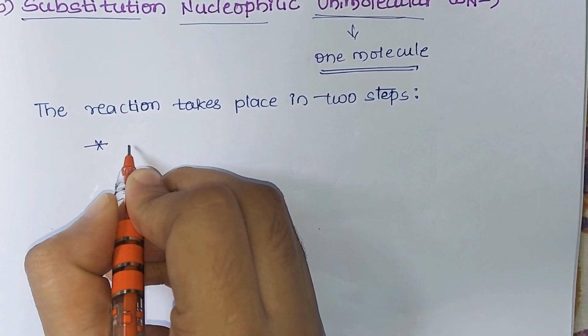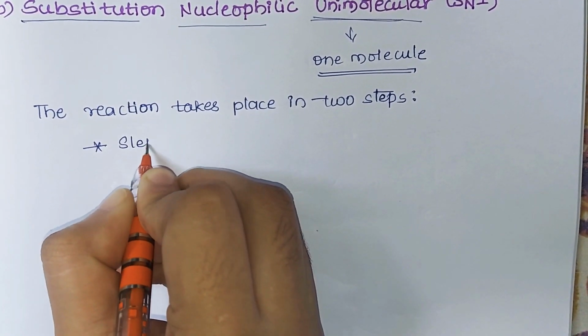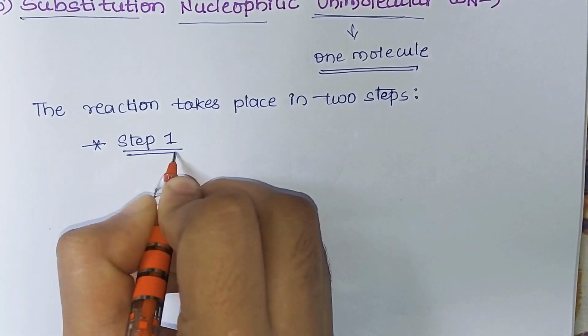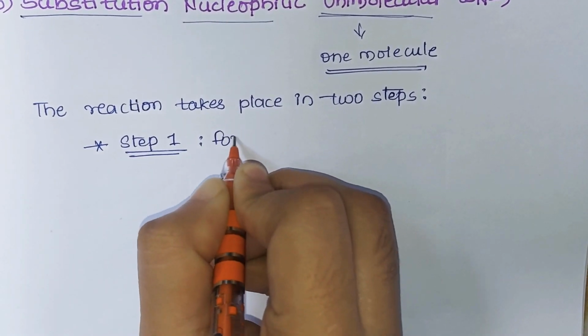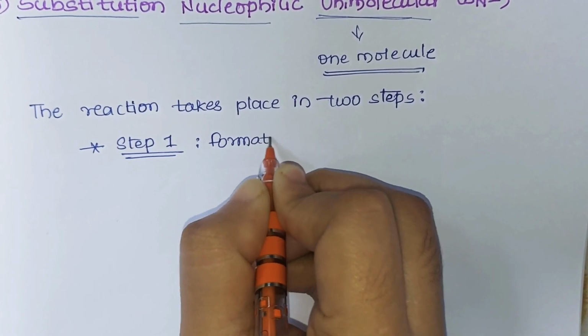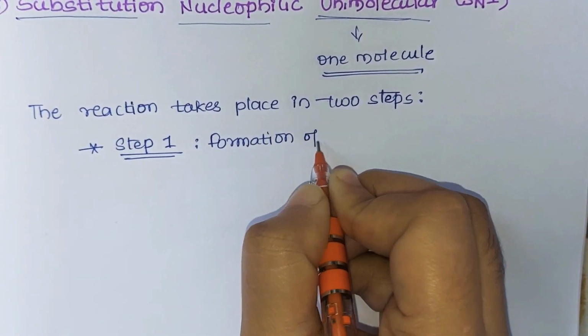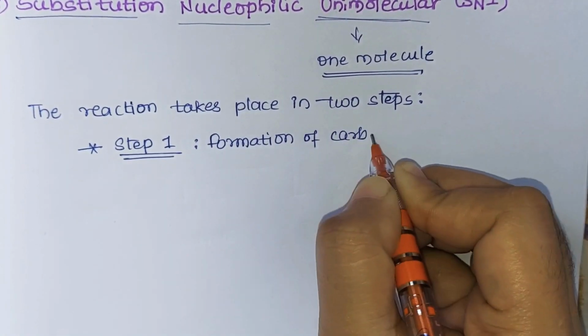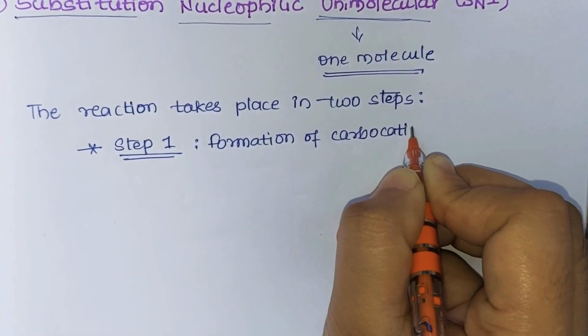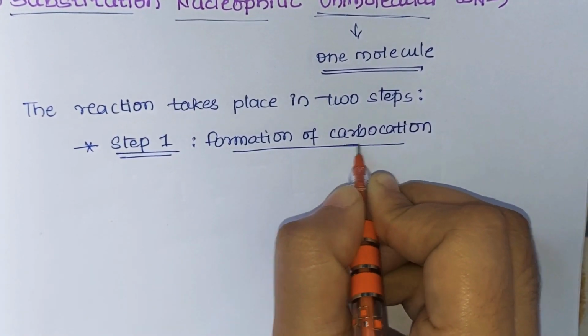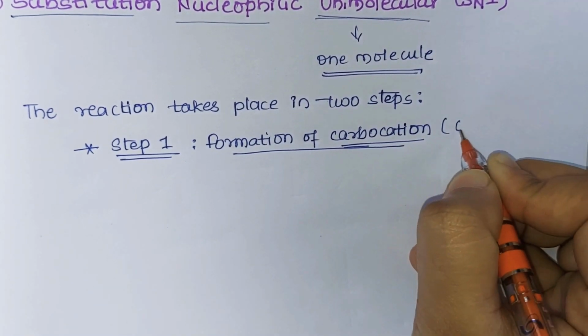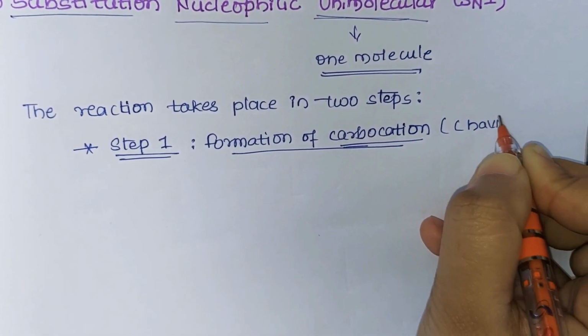So let us consider step 1. Step 1 is formation of carbocation. What do you mean by a carbocation? Carbo means carbon and cation means positive charge. So a carbon having a positive charge, we call it a carbocation.